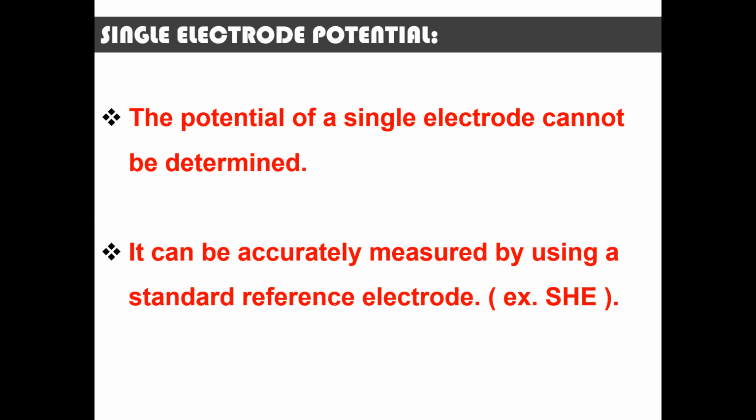So remember that. If you want to know the single electrode potential, we need one standard reference electrode. The best examples of standard reference electrodes are the standard hydrogen electrode and the calomel electrode.